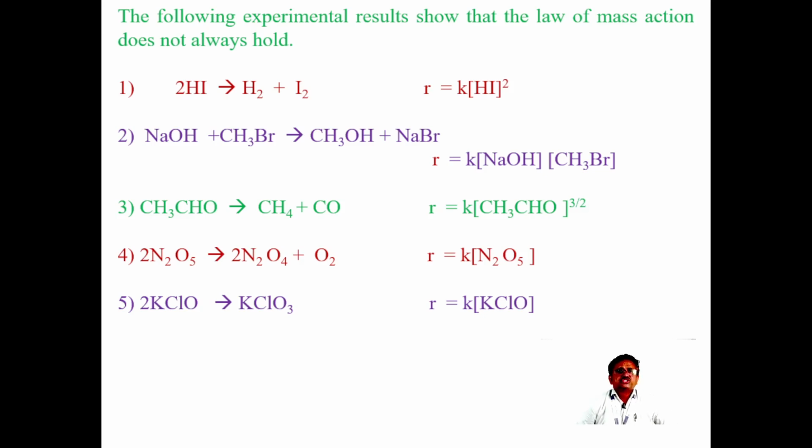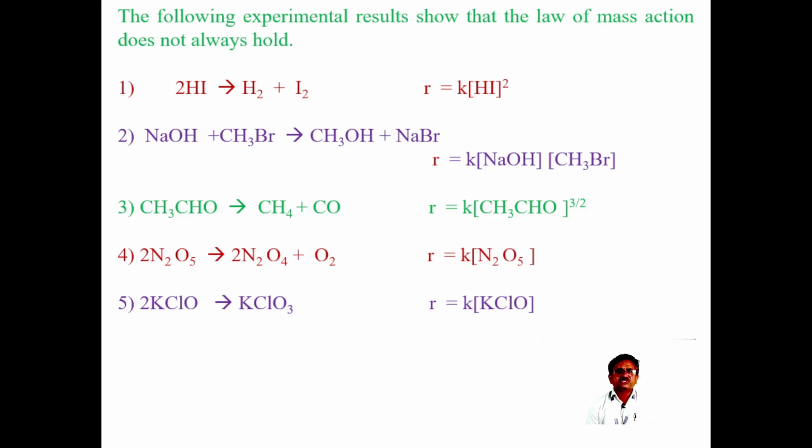You can just see, that is 2HI gives H2 plus I2. The rate equation for this reaction is R equals k [HI]^2. Here the rate law, that is the law of mass action, follows. Good. Now the second example, NaOH plus CH3Br gives CH3OH plus NaBr. For this, rate equals k [NaOH][CH3Br]. So here also it follows.